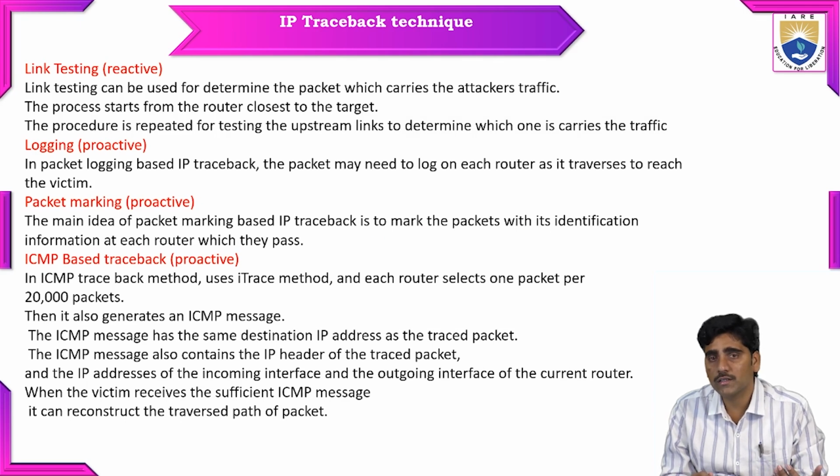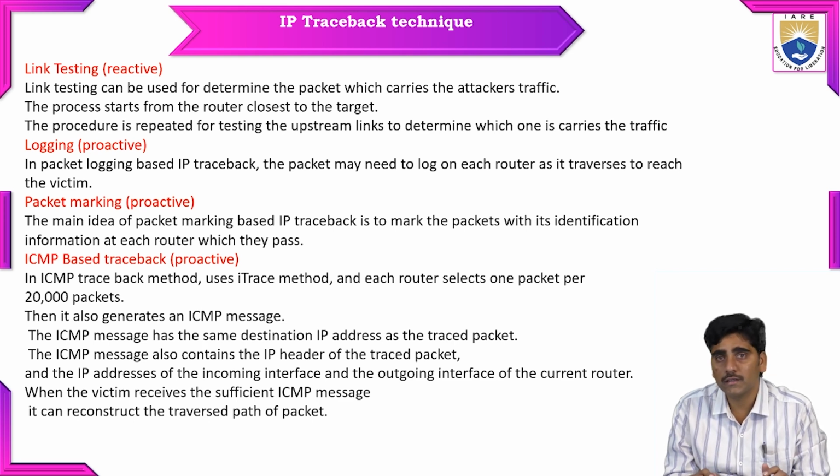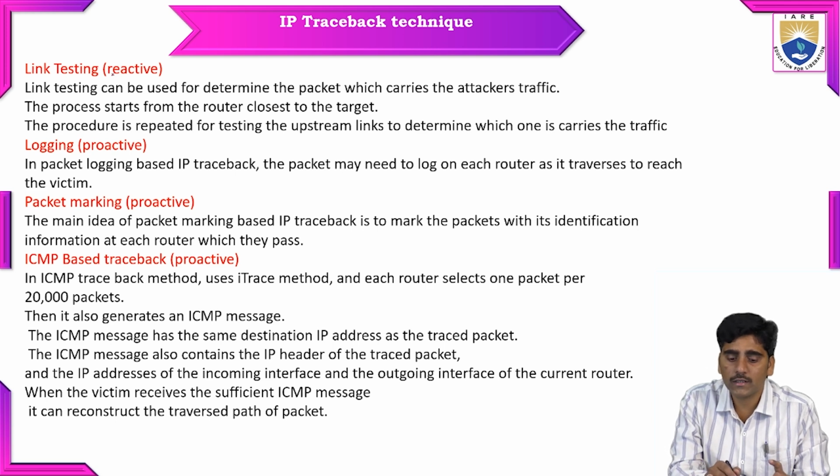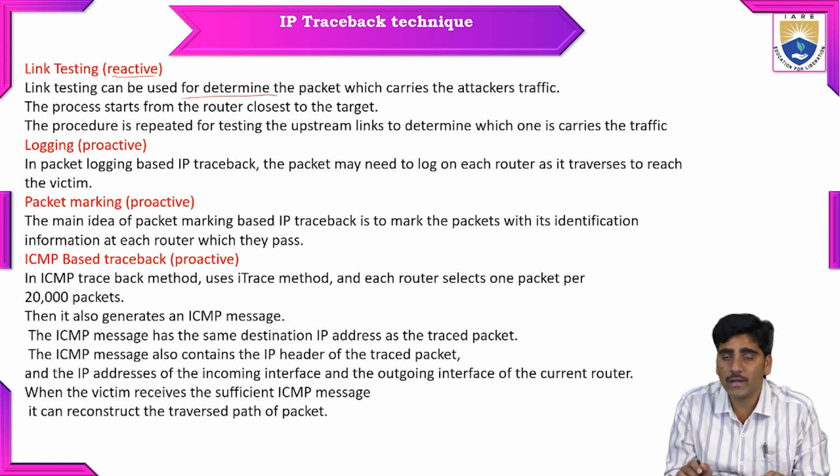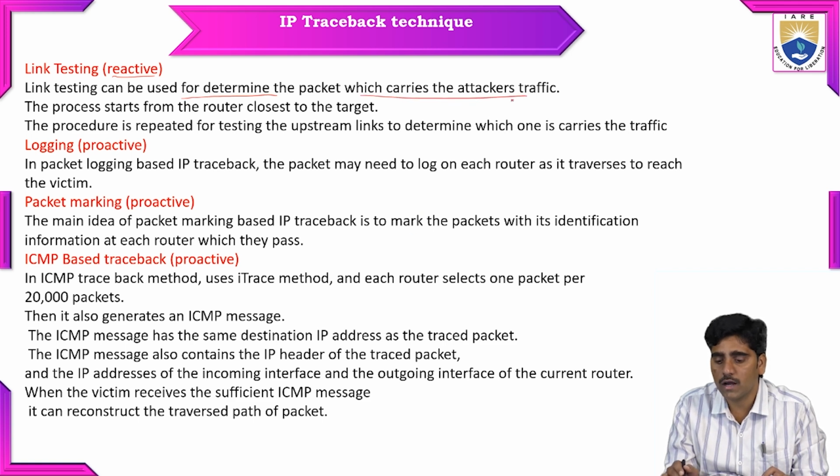So here, what are the types? Link testing, packet logging, packet marking, and ICMP-based traceback. So what is the type, reactive or proactive? We can see here, link testing is a reactive process. It is a reactive process, performed after the attacker is identified, after the packets have been attacked. After the attacking process, we perform the traceback technique. So it is a reactive process and it can be used for determining the packet which carries the attacker's traffic.